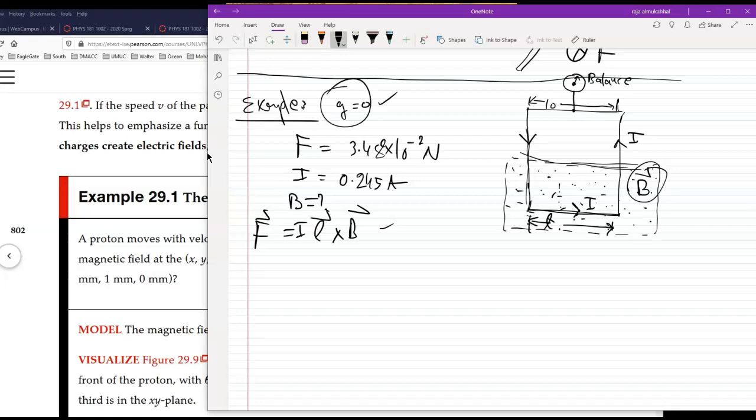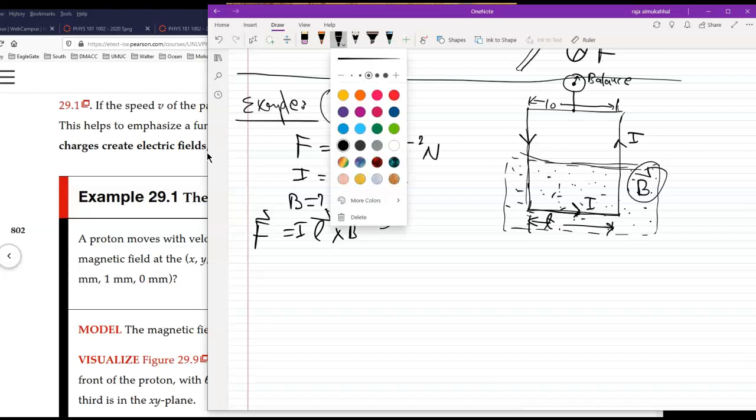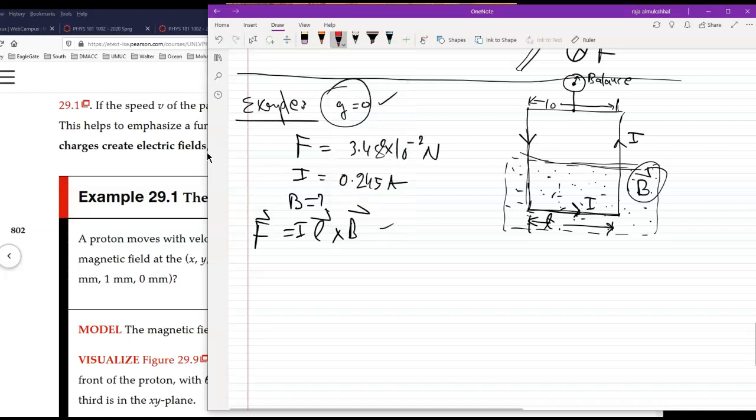Right? And I is this way. And then B is out of the page. So if you calculate that with your right hand, I'm going to use my right hand rule now, and you're going to see that there is a force. Let me use the red color. The force is going to be this way. That's the magnetic field force. You see what I'm saying? This is the force. Use the right hand rule. Convince yourself that this is true.